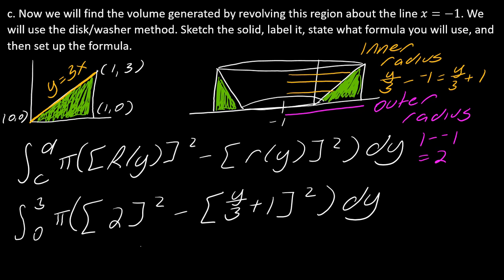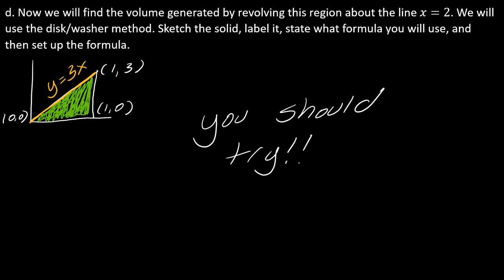So you have to FOIL stuff out. There's more work to do. For the sake of time, I'm going to skip over that because we have a lot of examples to get through. So now we're going to revolve about the line x equals 2.